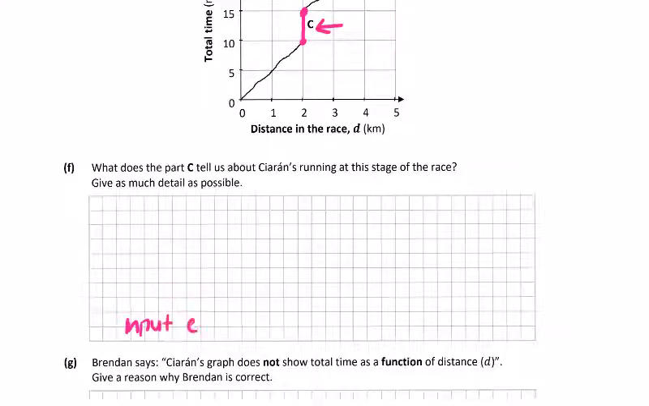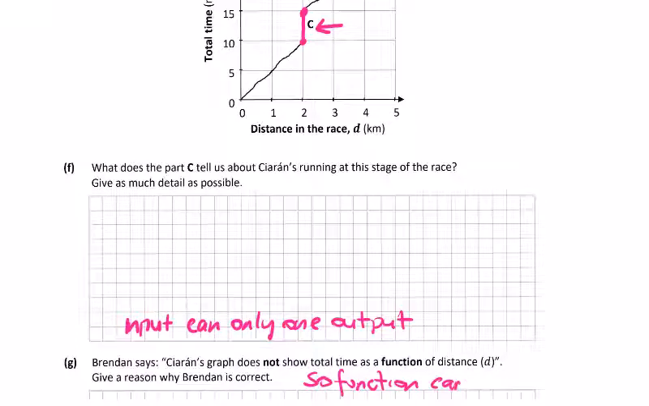Input can only have one output. So function, and maybe add this, function can't be vertical. Might be a nice thing to add in here. And that's the end of question 6.